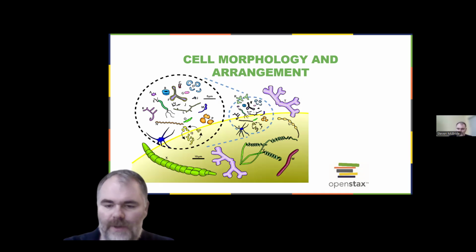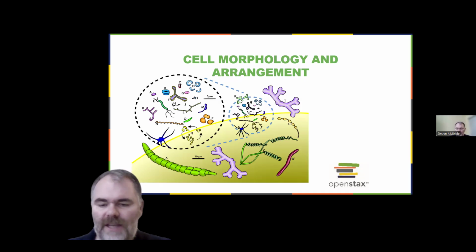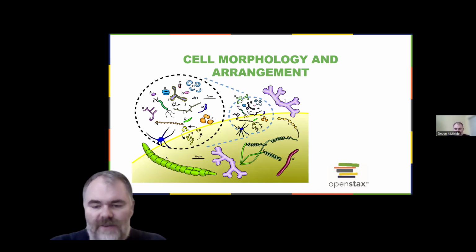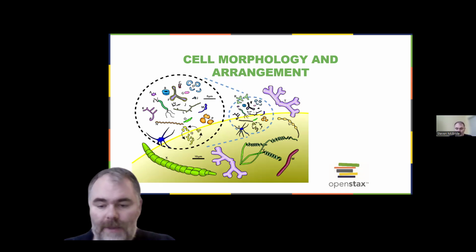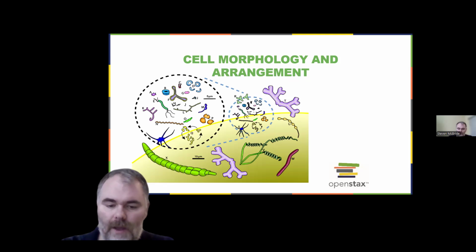Cell morphology can influence how microbes move, how they obtain nutrients, how they attach to surfaces, and even how they survive in different environments. In other words, shape affects function. In this lecture, we'll explore the major types of microbial cell morphology and arrangement, and how differences in shape can help microorganisms survive and interact with their environment.